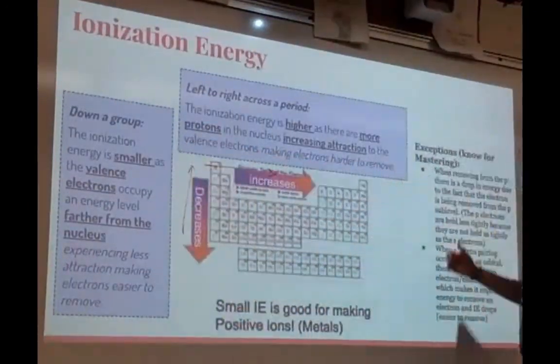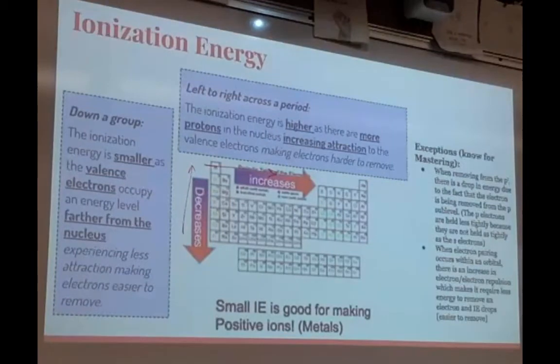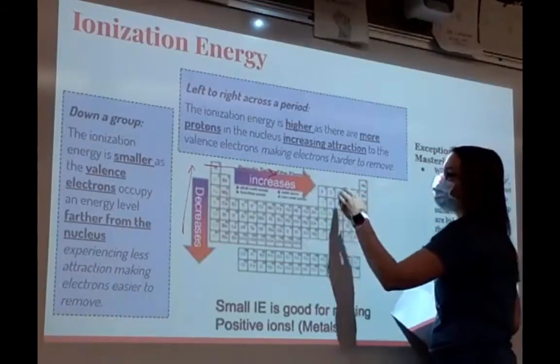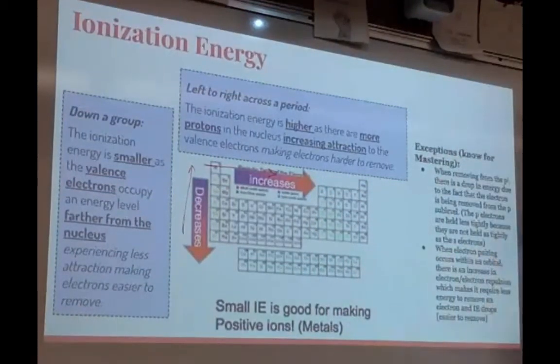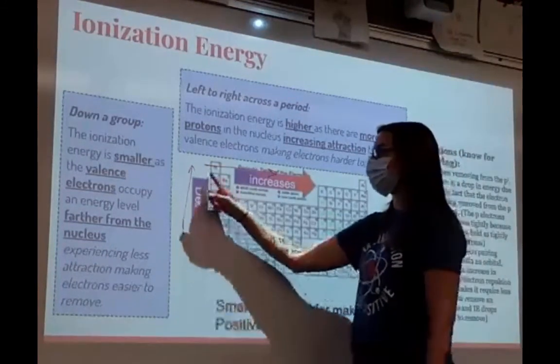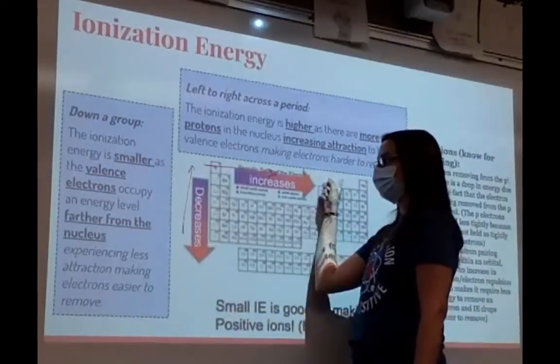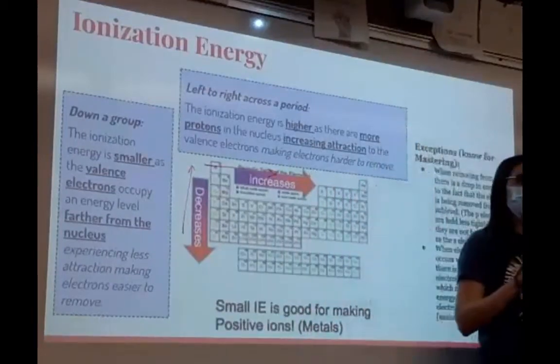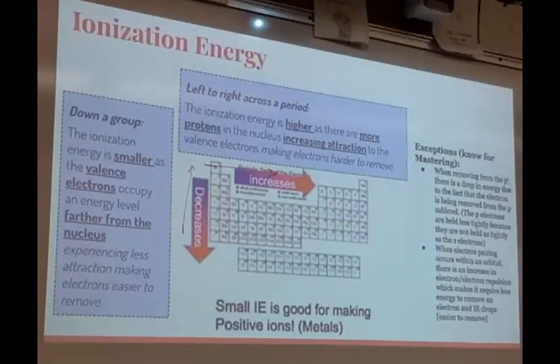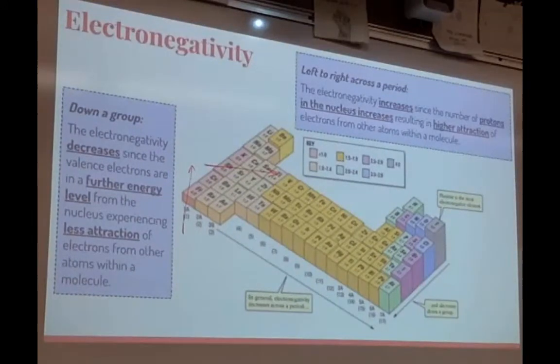As we go left to right across a period, the ionization energy increases because there are more protons in the nucleus, which increases the attraction to the valence electrons and makes it harder to remove. Notice that for every trend so far, we're looking at distance or number of protons. Every trend, that's what we look at.